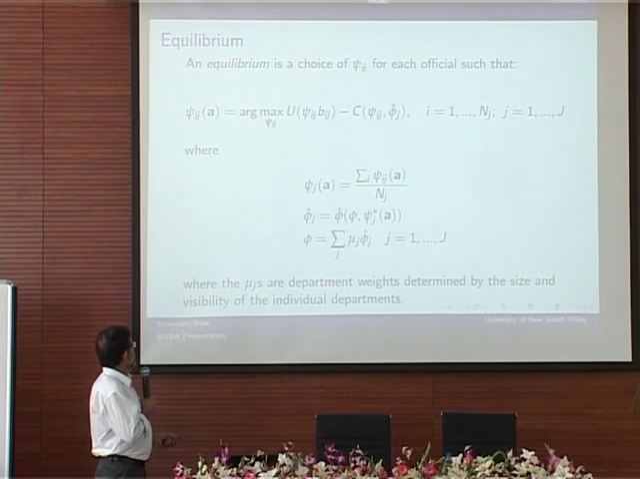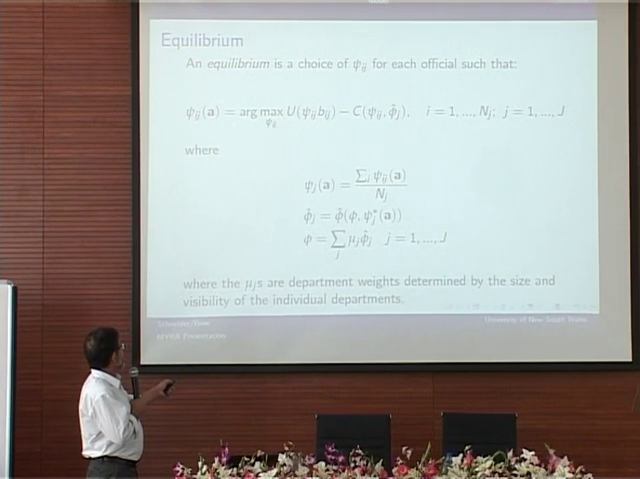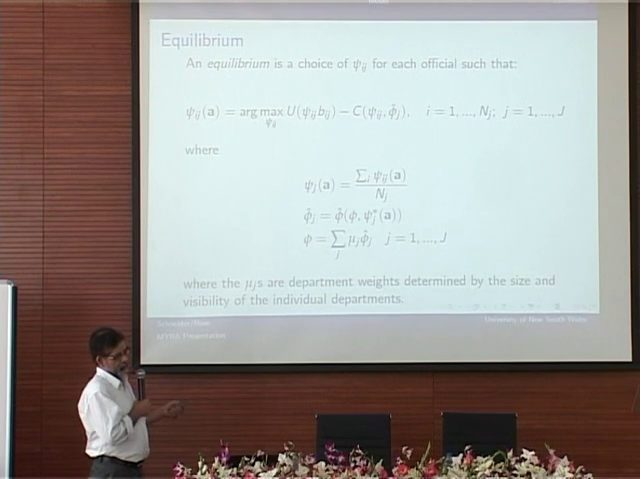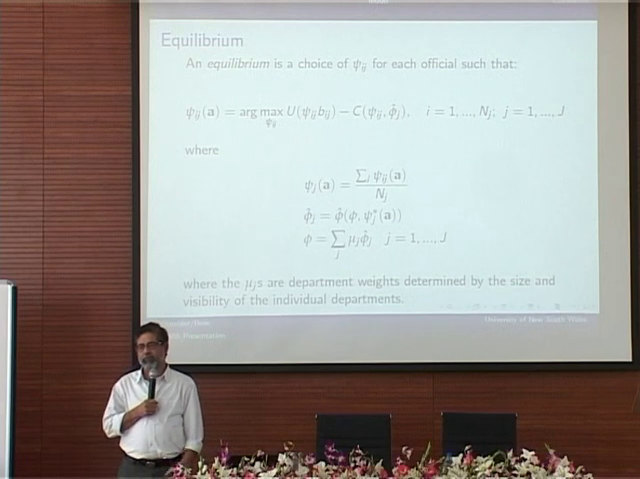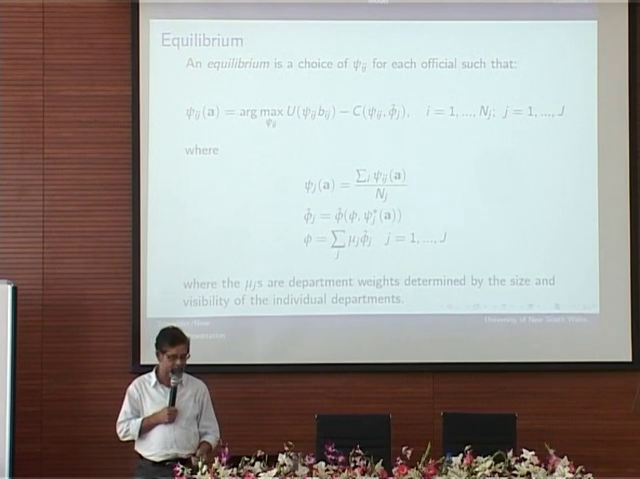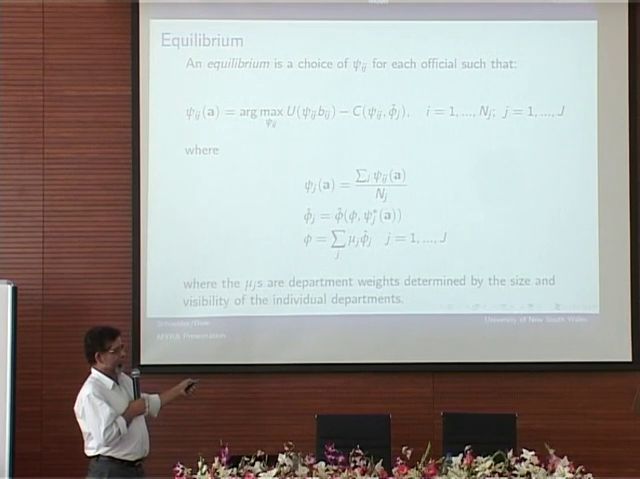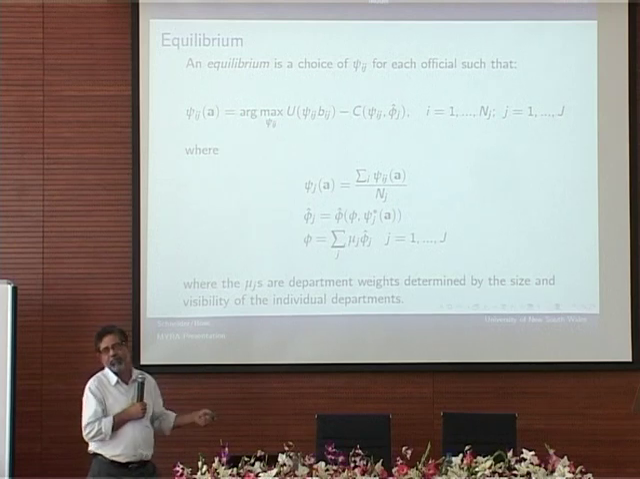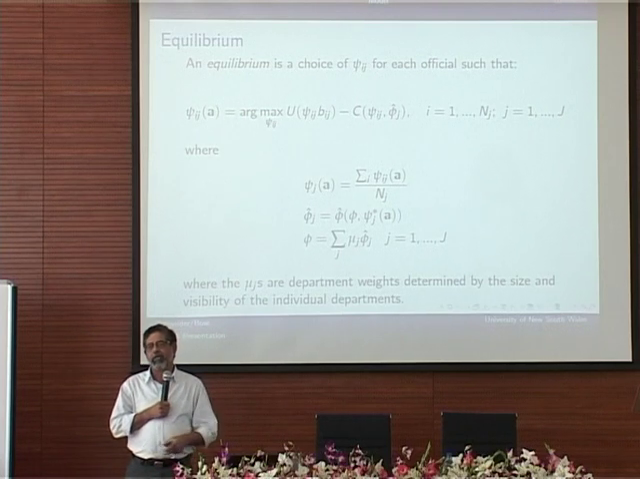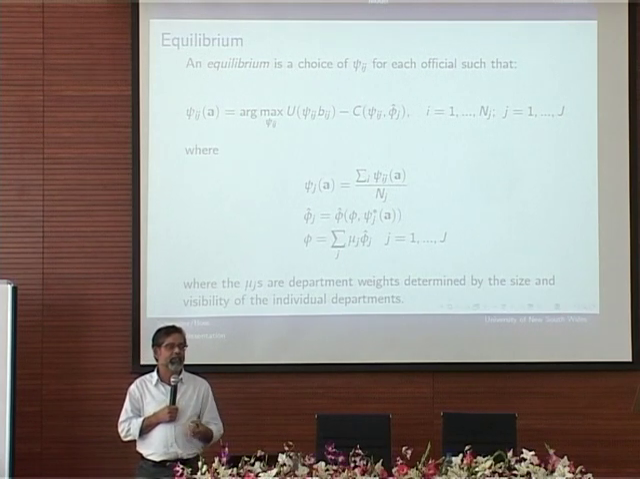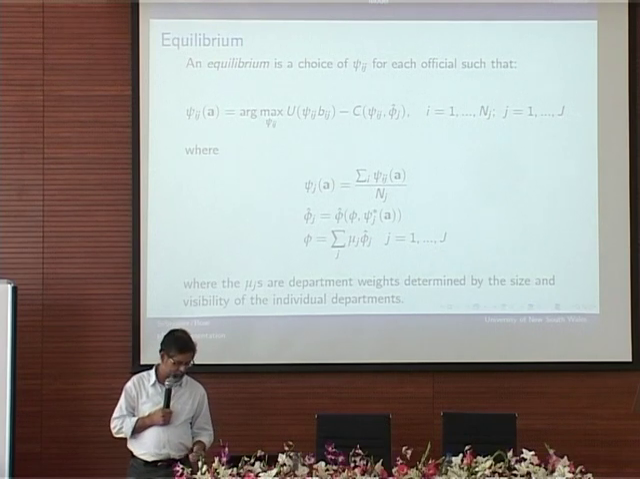Of course, these things will have to feed back into the utility function to give us the equilibrium, so that all those have to be consistent. And here, the mu j's are the weights of the individual departments. We don't do very much with it, but formally, it does define the general equilibrium for us.